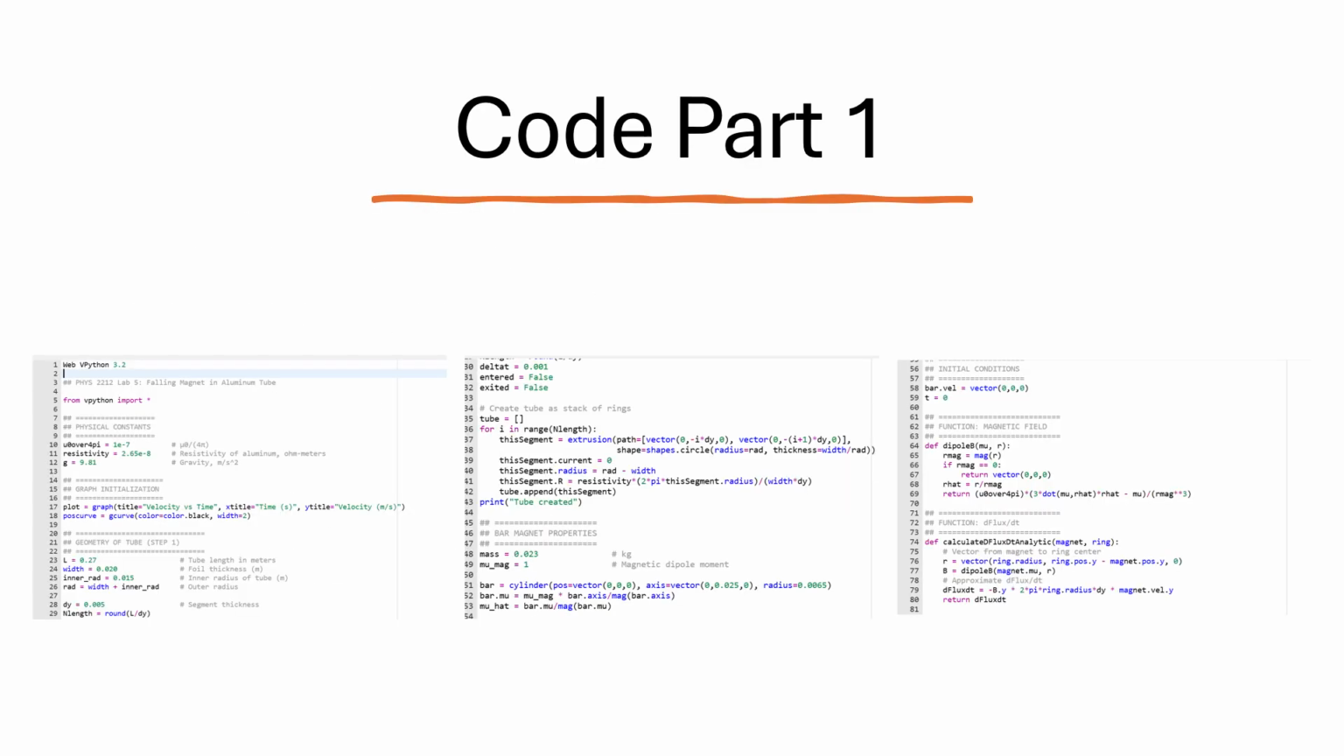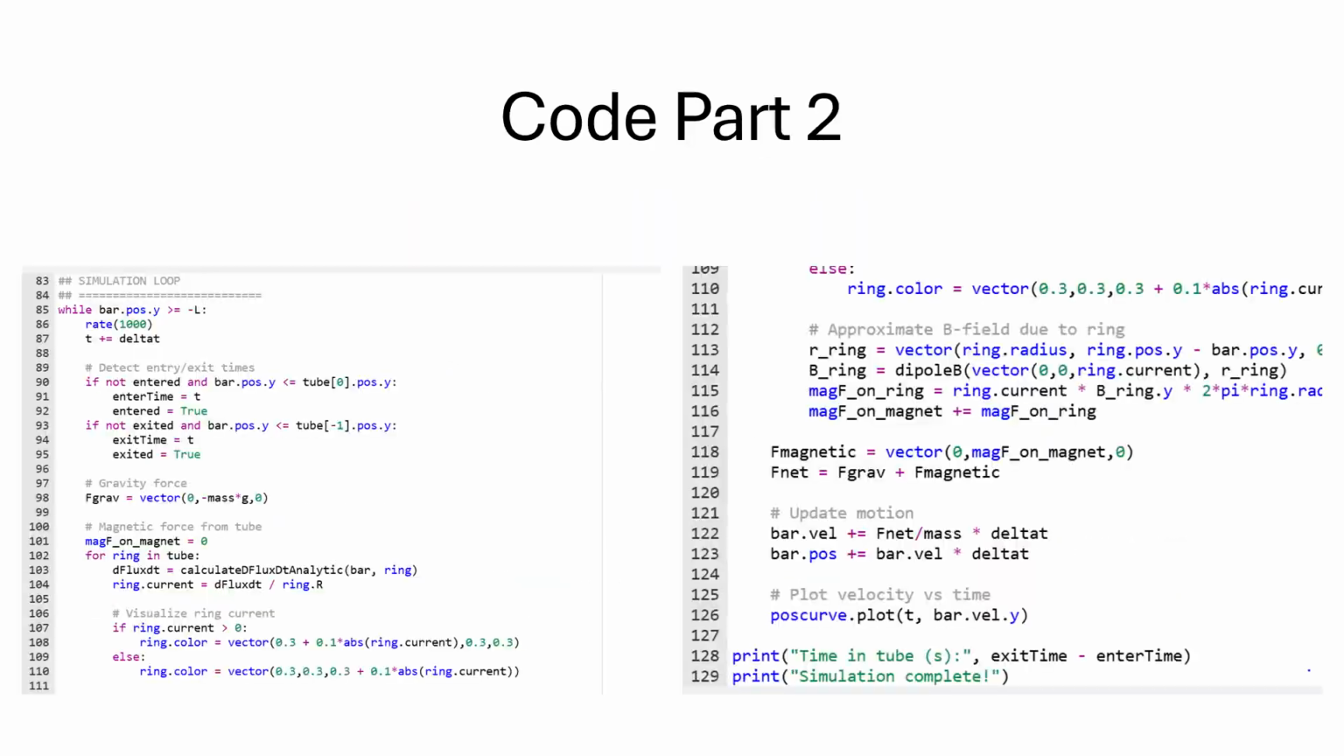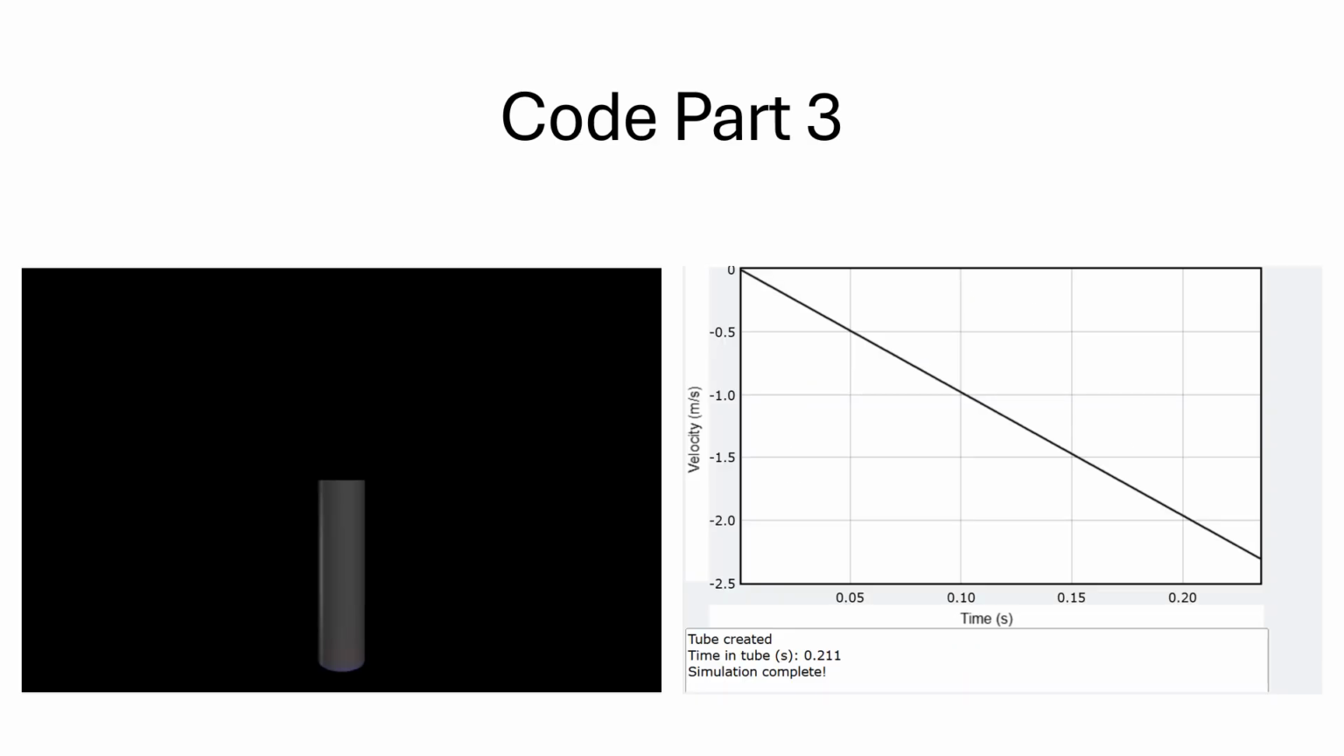So here is the first part of the code. This is just initializing everything. This is the second part of the code. It's just a while loop with an if statement inside of it. It's basic Python. And here is what it ended up being. It ended up being a straight line, as you can see, with the magnet, of course, dropping down the tube.